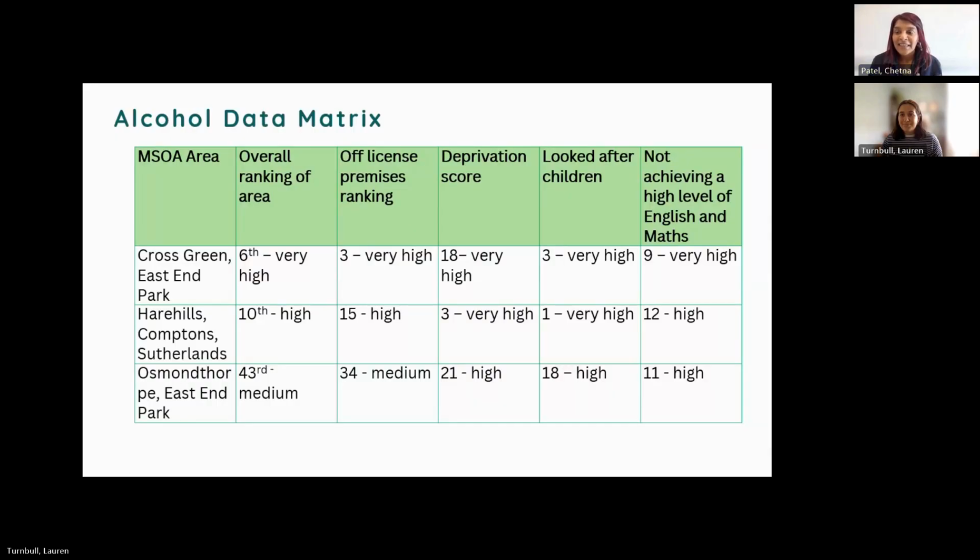Oh, sorry. Not like the matrix we have in the Keanu Reeves film, but the alcohol data matrix, which our public health colleagues have set up. And by using the data matrix, we can look at rankings, and we'll talk about indicators in a while, and work out where there are higher rates of alcohol harm for our communities. And we get feedback around this impacting on our communities.